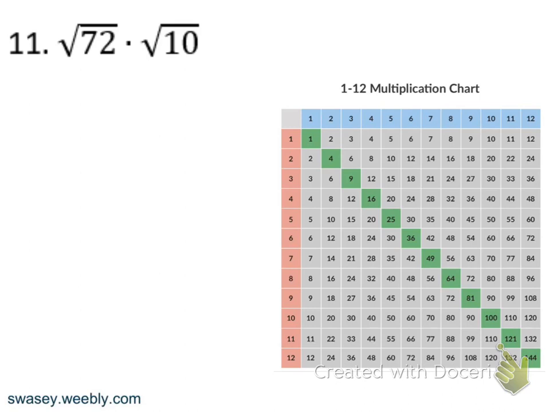Here there's a couple ways to think about it. One way would be to try to simplify the square root of 72 first. And 4 times 18 is 72.